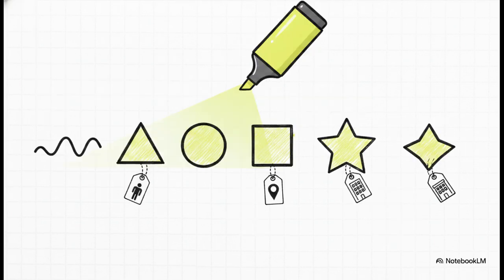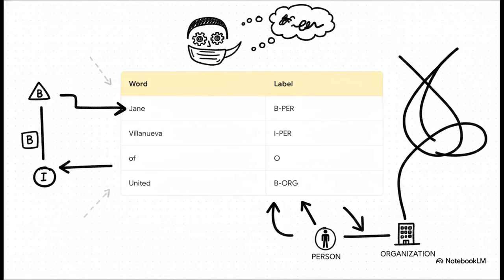But what if we want the model to act more like a laser-focused highlighter? Say we wanted to analyze the text word by word to spot specific proper nouns. That is a sequence labeling task called Named Entity Recognition, or NER. We're asking the model to comb through and tag every person, location, or organization it finds. Check out how this breaks down using the standard BIO tagging system. That stands for beginning, inside, and outside.